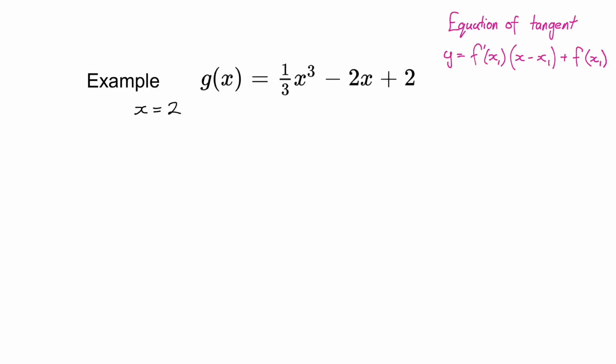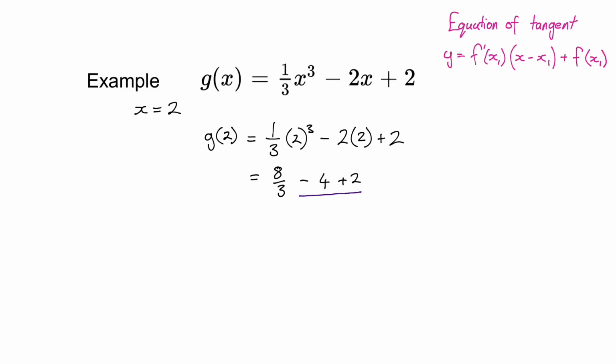So we're going to solve when g of 2 is equal to 1 over 3 times 2 cubed, minus 2 times 2, plus 2. Our 2 cubed, well, 2 times 2 is 4, 4 times 2 is 8, so it's going to be 8 on 3. 2 times 2 is going to be equal to 4, plus 2 at the end.